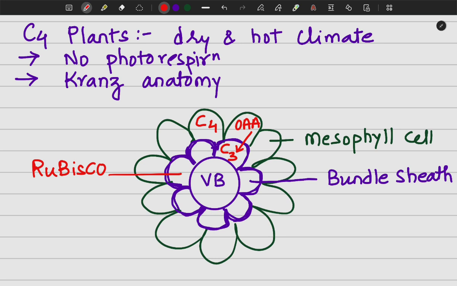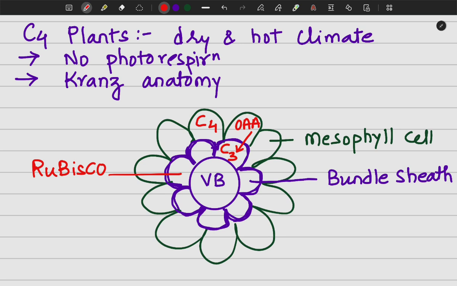Alright, so this is the reason, because of the Kranz anatomy, the C4 plants do not undergo photorespiration in spite of living in a dry and hot climate where the temperature is high and the light intensity is very high. Why? Because there is a compartmentalization inside the leaves to prevent the oxygenation of Rubisco, to prevent the oxygenase activity of Rubisco. The bundle sheath cells have thick cell walls which do not allow gaseous exchange. So even if the concentration of oxygen increases, it cannot pass through the bundle sheath cells.